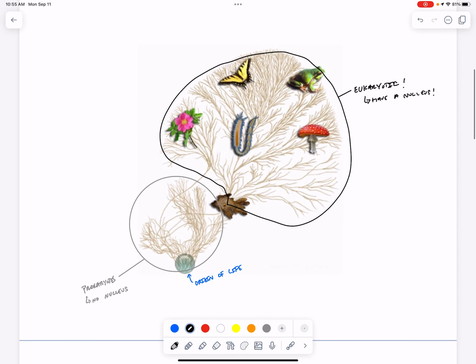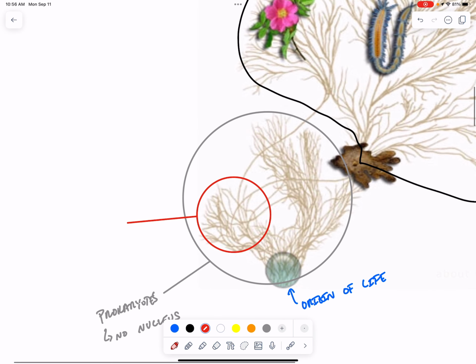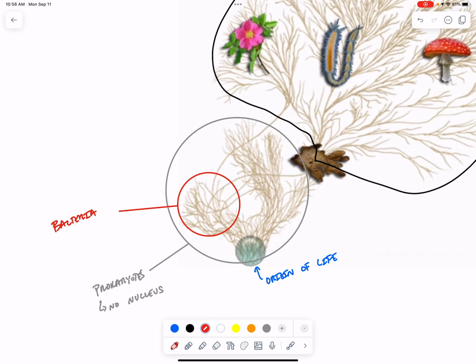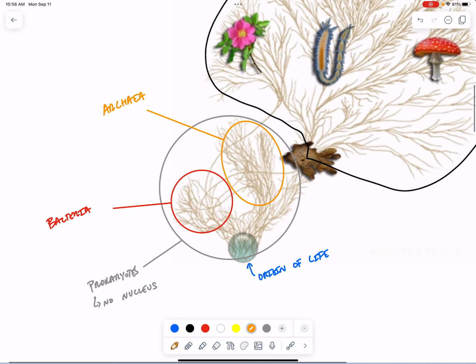Okay, there are two broad groups of prokaryotic organisms. One you're probably familiar with. They are the bacteria. These little lines represent bacteria. And this group of lines represents another group of prokaryotes called archaea, or archaea. People say it both ways.